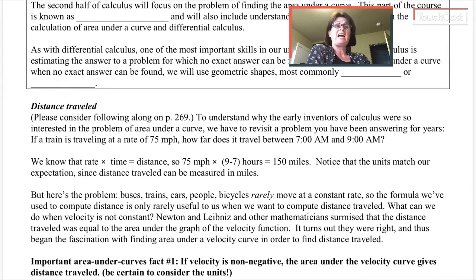So what if the velocity is not constant? Would finding the area under the velocity curve still give distance traveled? Well, mathematicians worked a long time on it, and it turns out that yes, we can decidedly say that the area under the velocity curve gives distance traveled. So that is important. Area under curves fact number 1. If velocity is non-negative, we'll talk later about what to do if it's negative, then the area under the velocity curve gives distance traveled, as long as you have chosen your measurements correctly and in a way that the units match up.